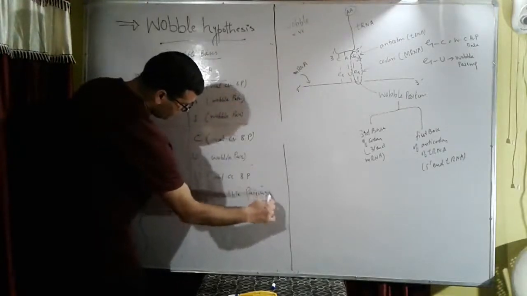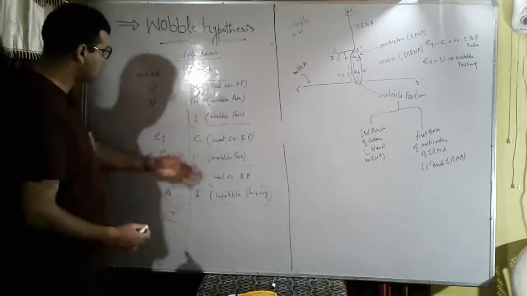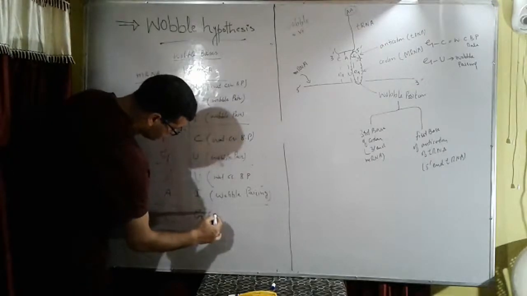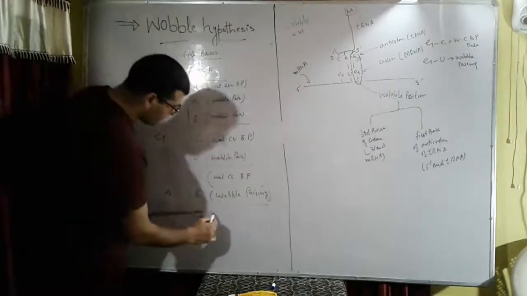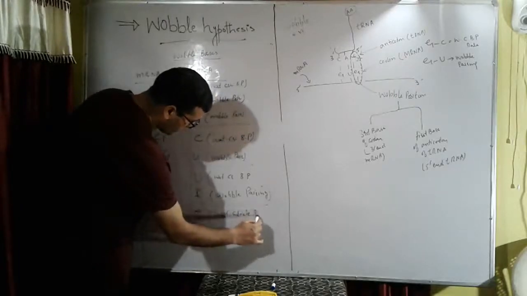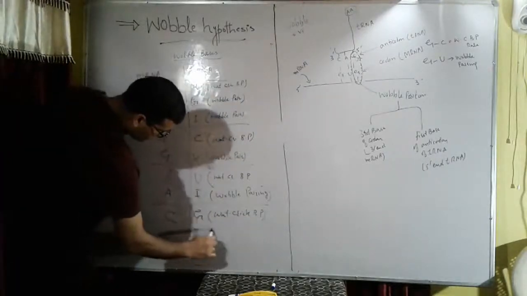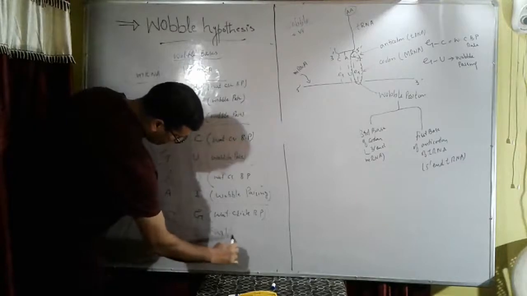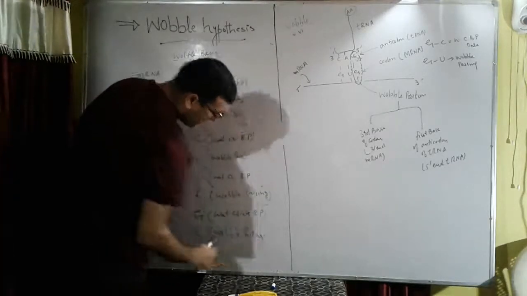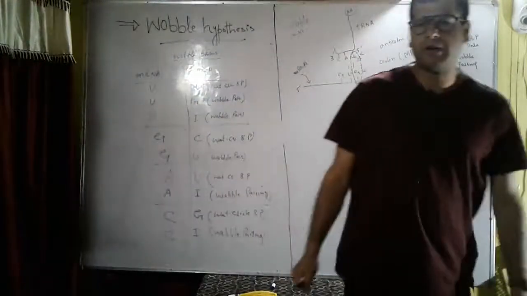Then we have cytosine. Cytosine pairs with guanine. This is normal Watson and Crick base pairing. And cytosine pairs with inosine. This is wobble pairing.